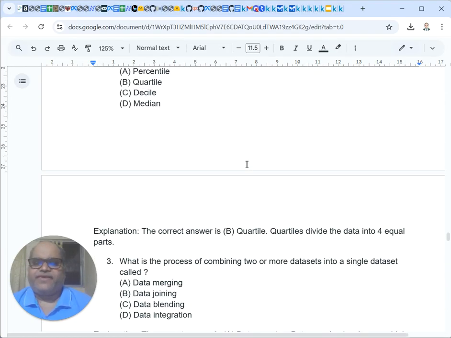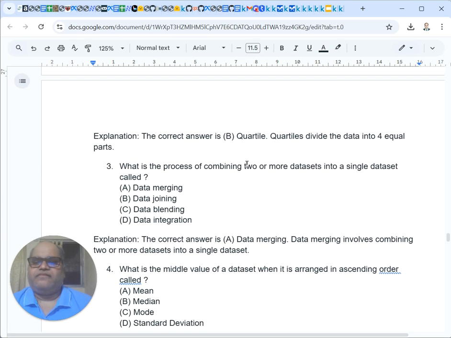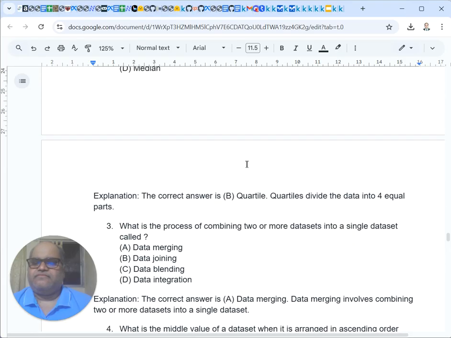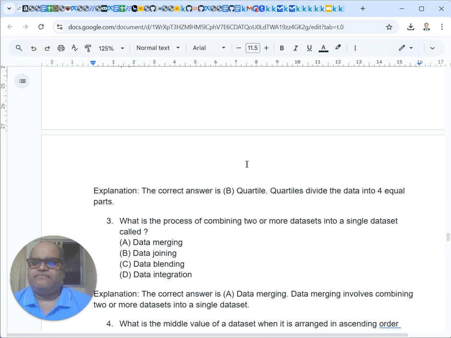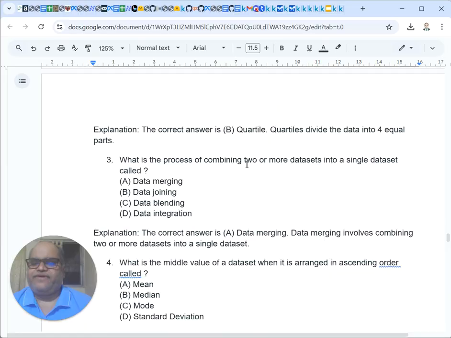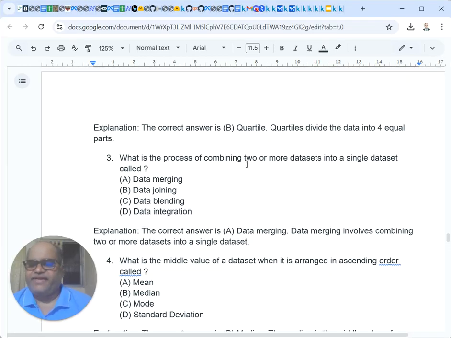What is the process of combining 2 or more data sets into a single data set called, right? So basically when you are joining them, right? Let us look at the next one. What is the middle value of a data set when it is arranged in ascending order, right? So that's the median.